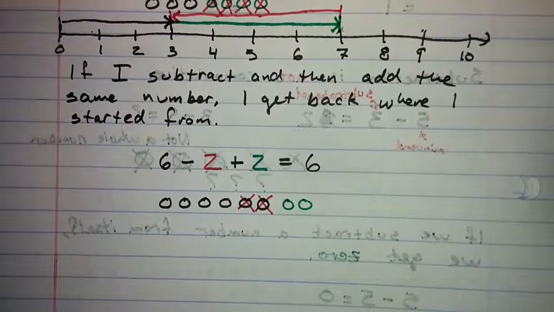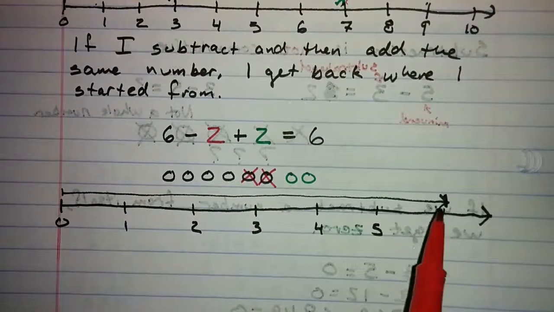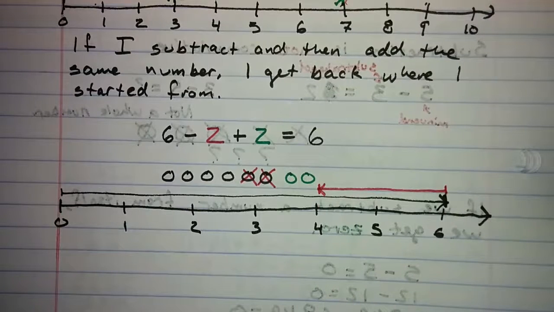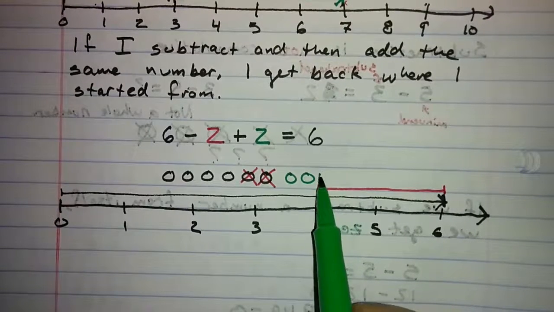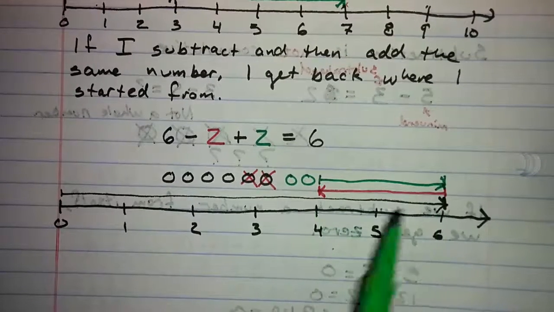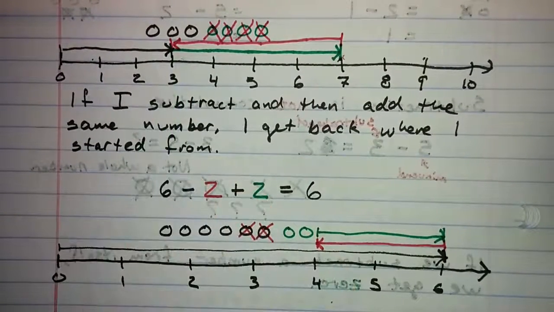Same idea here. I start out with 6, then I go back by 2, and from there I go out by 2 again. So here I've gone left and then right. Here I've gone right, then left. But either way, I end up back where I started from. So this suggests that addition and subtraction have a really strong relationship with each other. They're somehow opposite. We'll see exactly how that works out in the next video.